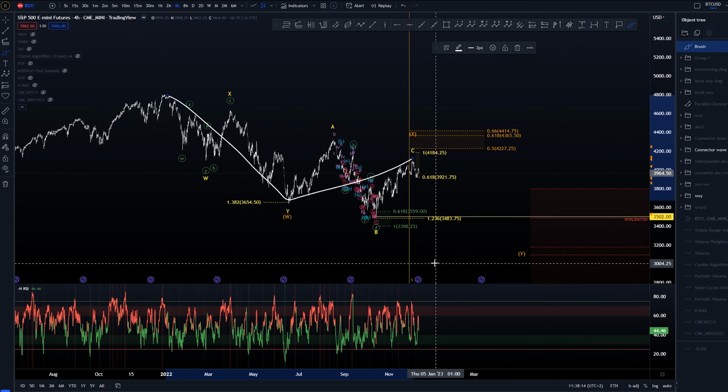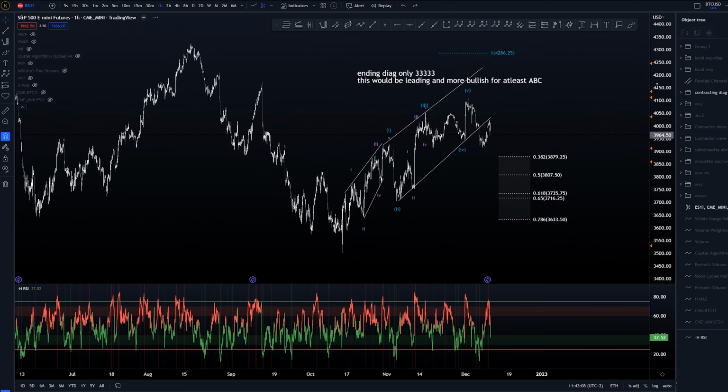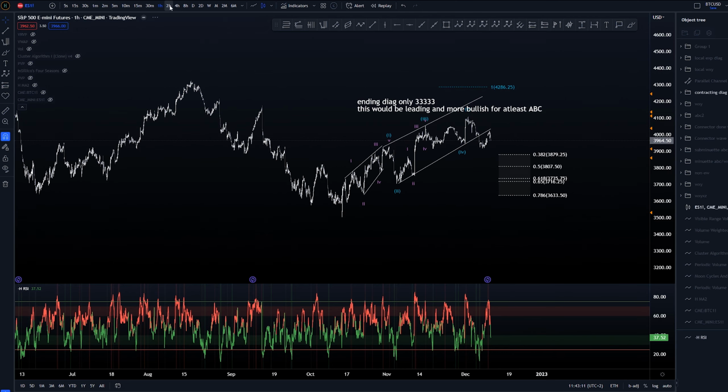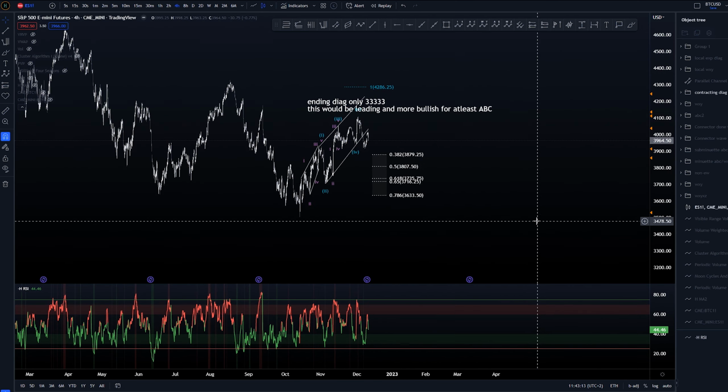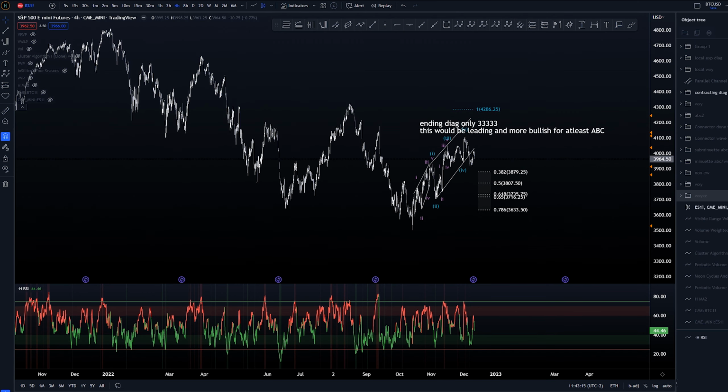Ending diagonal would be only a 3-3-3, and we can see here that we would be labeling these as five-wave structures. This here looks like a five-wave structure as well, and this would be labeled as 1, 2, 3, 4, 5, a five-wave structure, so 5, 3, 5, 3, 5. So this would be a leading diagonal. Again, how this would be fitting into any of the scenarios is a big question.